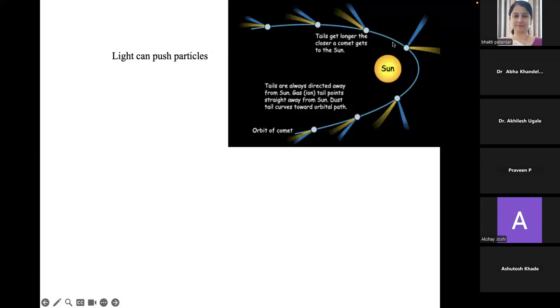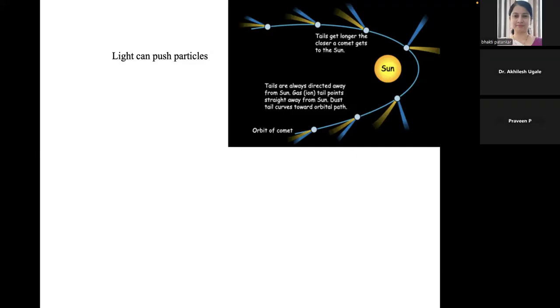So Kepler made the following observation: that when comets approach the sun, number one, their tails get elongated, and number two, the direction of the tail gets pushed away from the sun. So what does this imply? This implies that light can push particles, which I've written here.